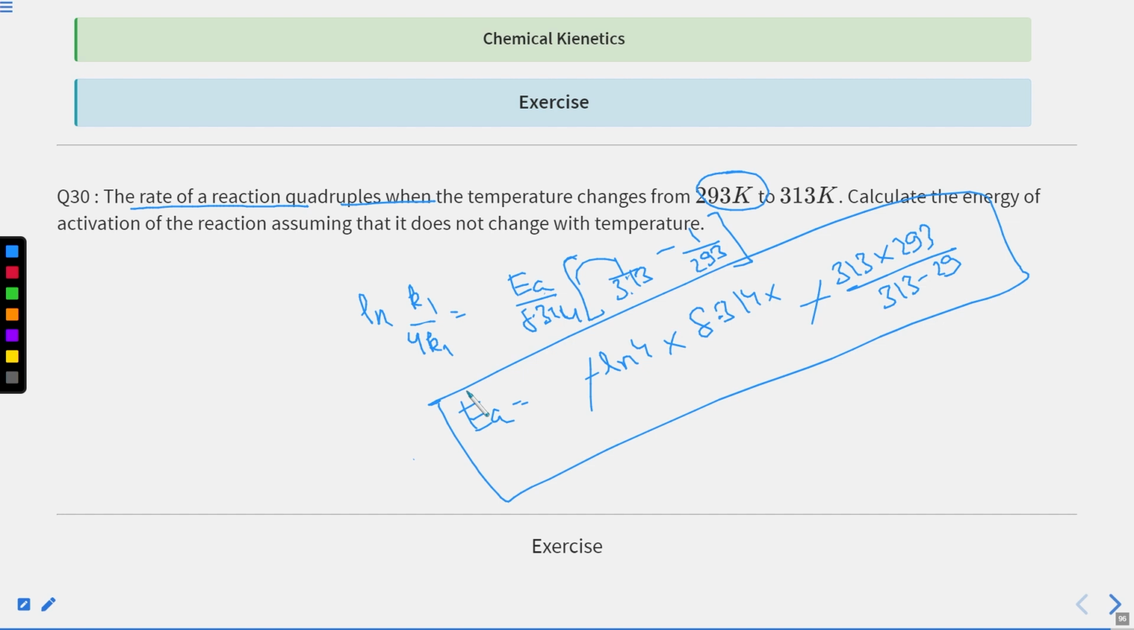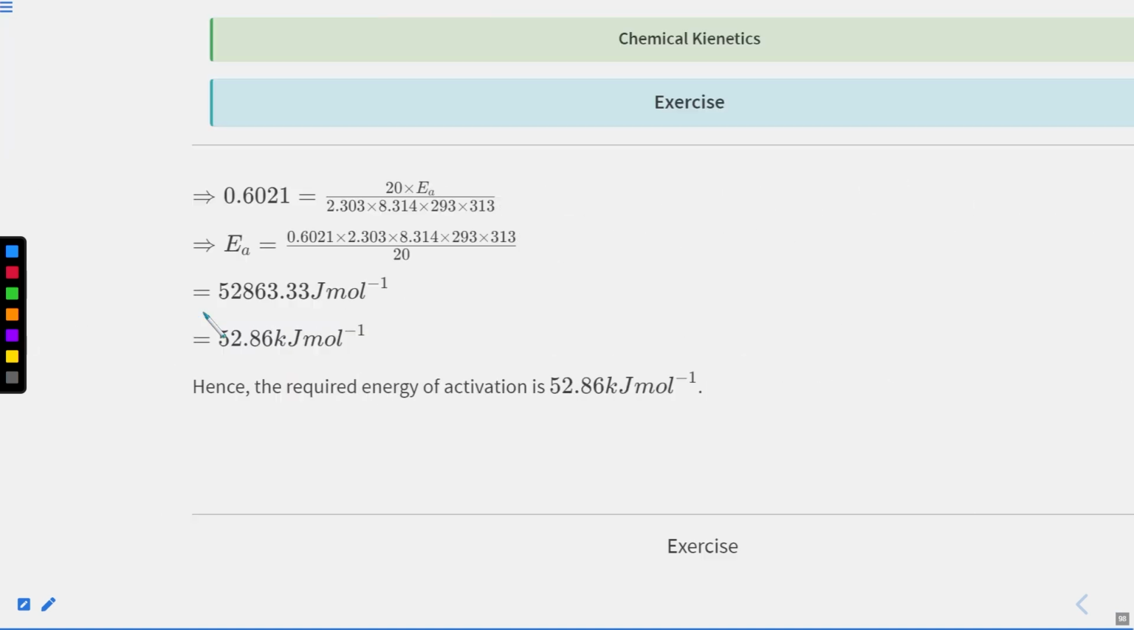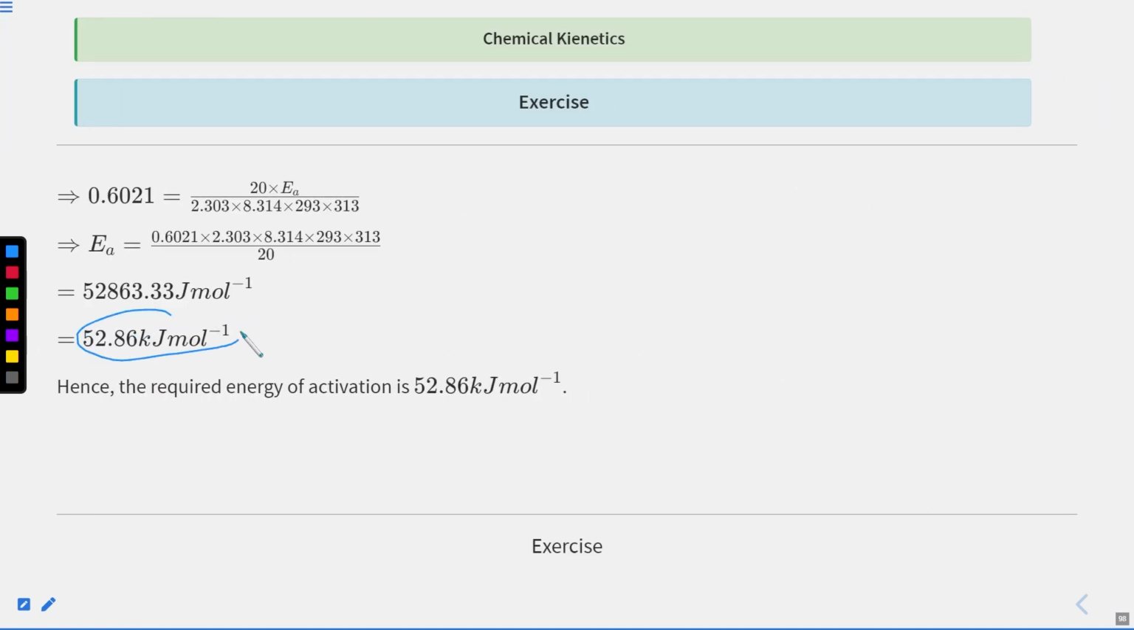Now let us see the solution. So K2 by K1 is this much. It is 4K1, so this gets cancelled. Now you further put all the values to get the value of our EA. In this way you can calculate your EA.